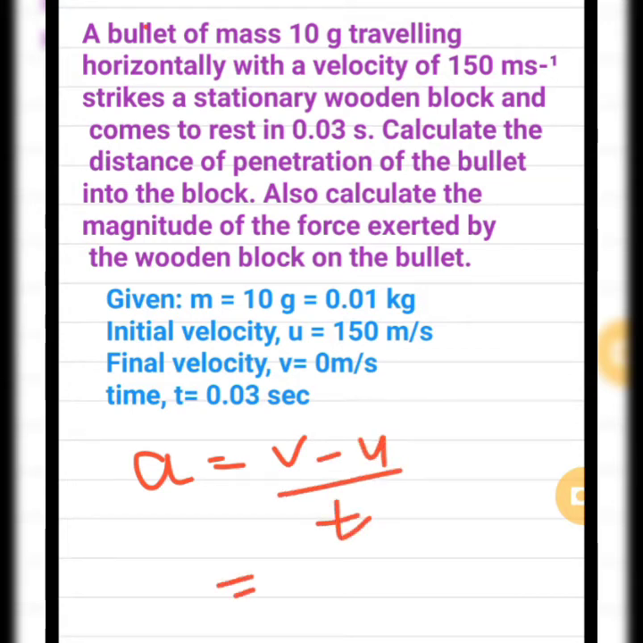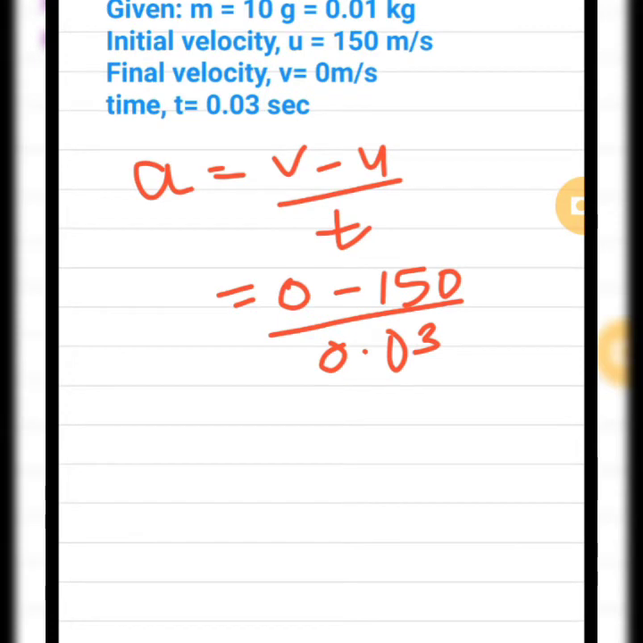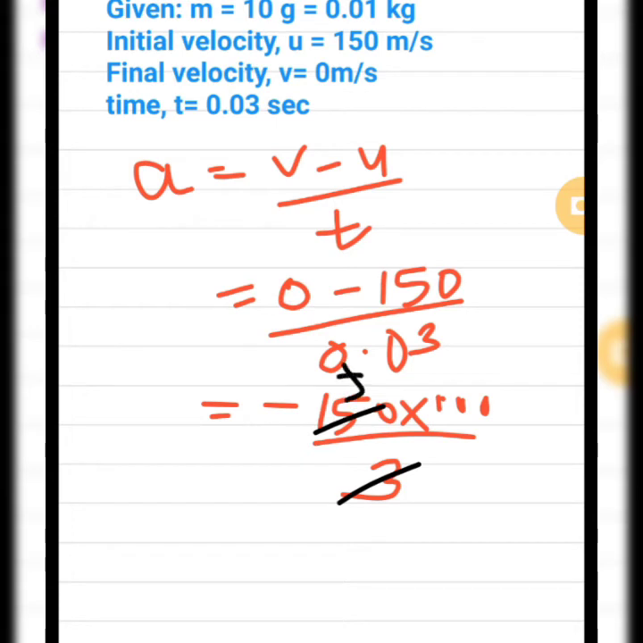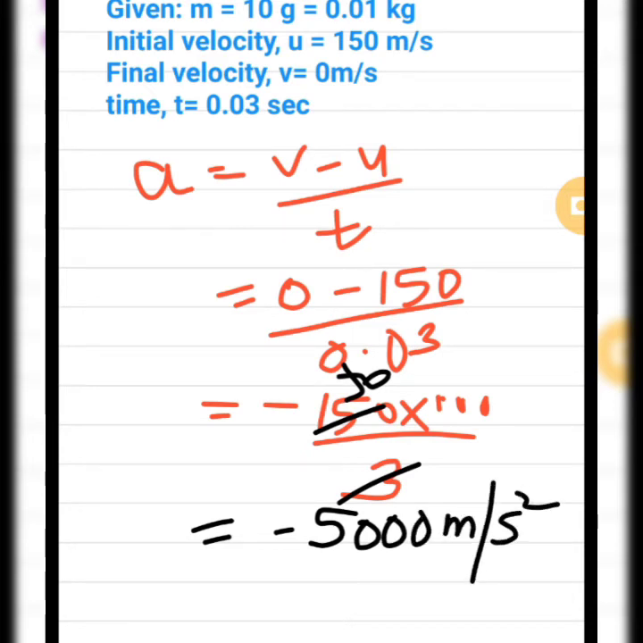So let's substitute the values. 0 minus 150 divided by 0.03. So the fraction becomes minus 150 divided by 0.03. In order to remove the decimal from the denominator, we can just multiply 100 on numerator and denominator, and then we'll get the fraction as 150 into 100 divided by 3. And then on simplification, we know 3 will go in 150 for 50 times. So then the answer will come a is equal to minus 5000 meter per second square. So this shows that the acceleration here is a retardation.